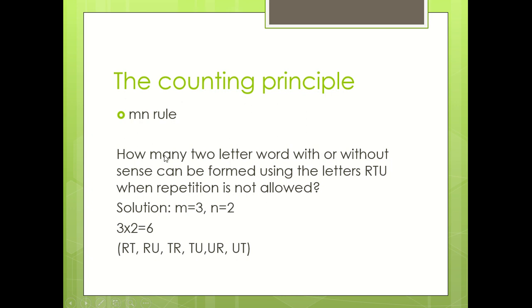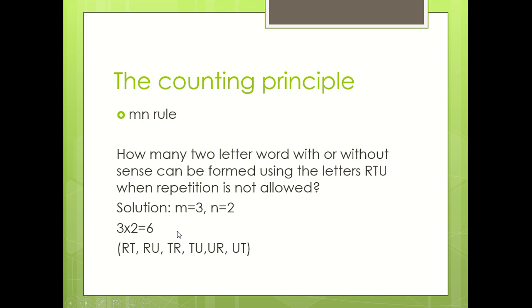So following the MN rule, M is equal to 3. Why 3? Because there are 3 letters involved, R, T, and U. What about N? N then becomes 2. Why 2? Because it says here that repetition is not allowed. Meaning, if you had used one letter for M, then that letter cannot be used for N. So you only have two choices left. Sabi kasi dito, repetition is not allowed. Ibig sabihin, bawal kang mag-ulit ng mga letters. So, 3 times 2 is equal to 6.